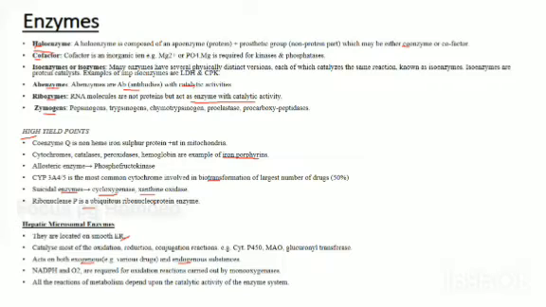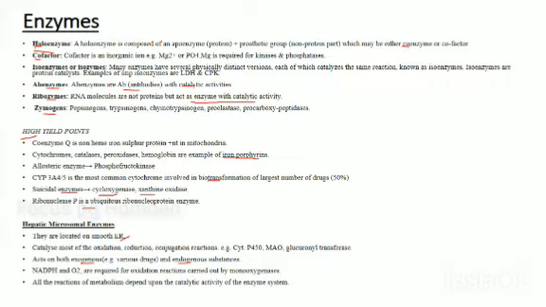CYP3A4 is the most common cytochrome involved in the biotransformation of the largest number of drugs. Suicidal enzymes are cyclooxygenase and xanthine oxidase. What is ribonuclease P? It is a ubiquitous ribonucleoprotein enzyme.